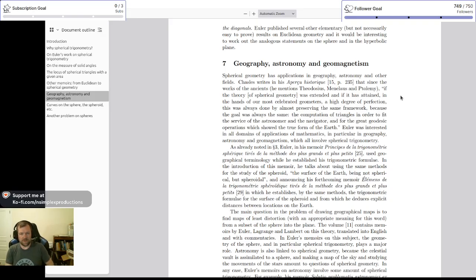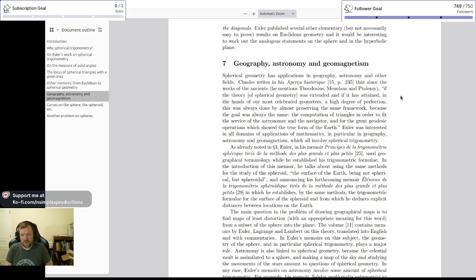Euler was interested in all domains of applications of mathematics, in particular geography, astronomy, and geomagnetism, which all involve spherical geometry. As already noted in section 3, Euler, in his memoir Principe de la trigonométrie sphérique tiré de la méthode des plus grandes et plus petites, used geographical terminology while he established his trigonometric formulae.